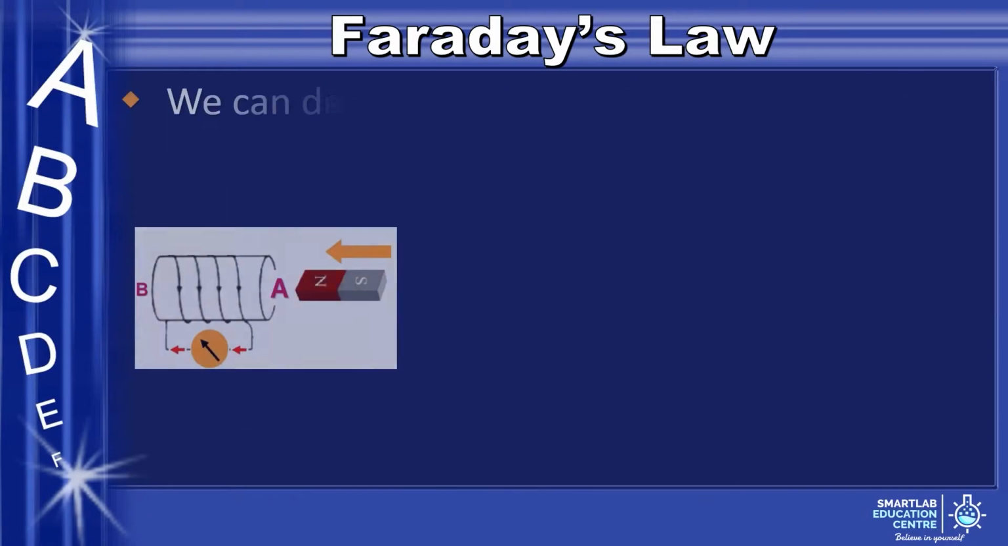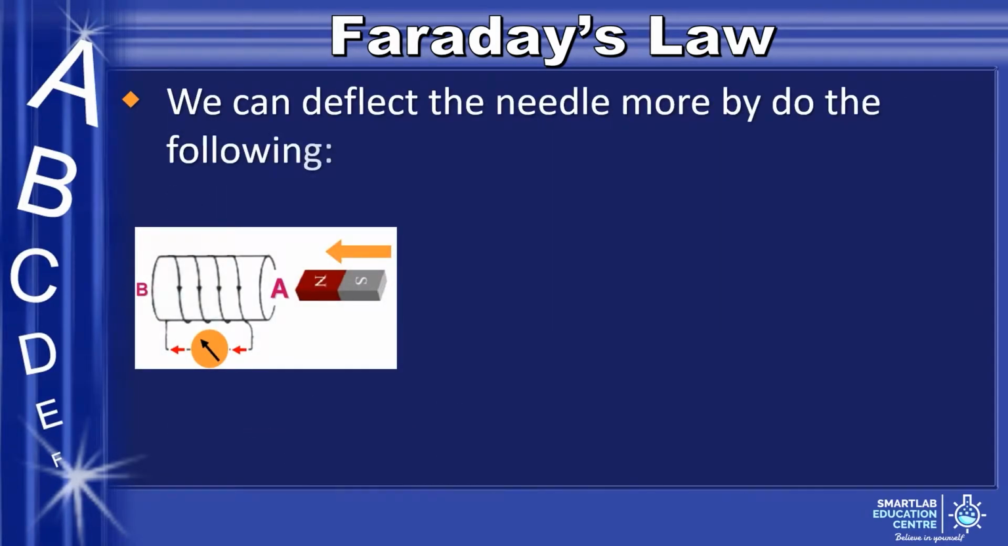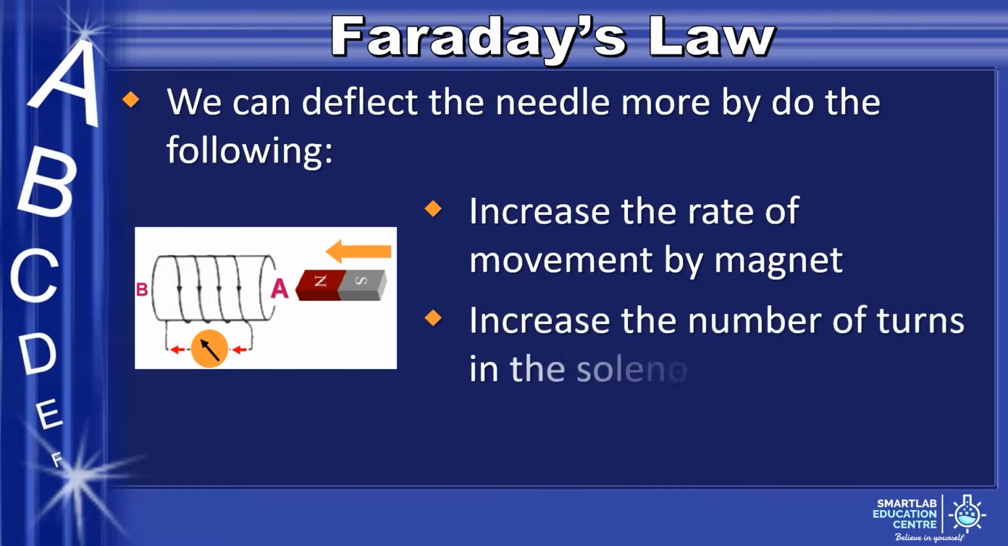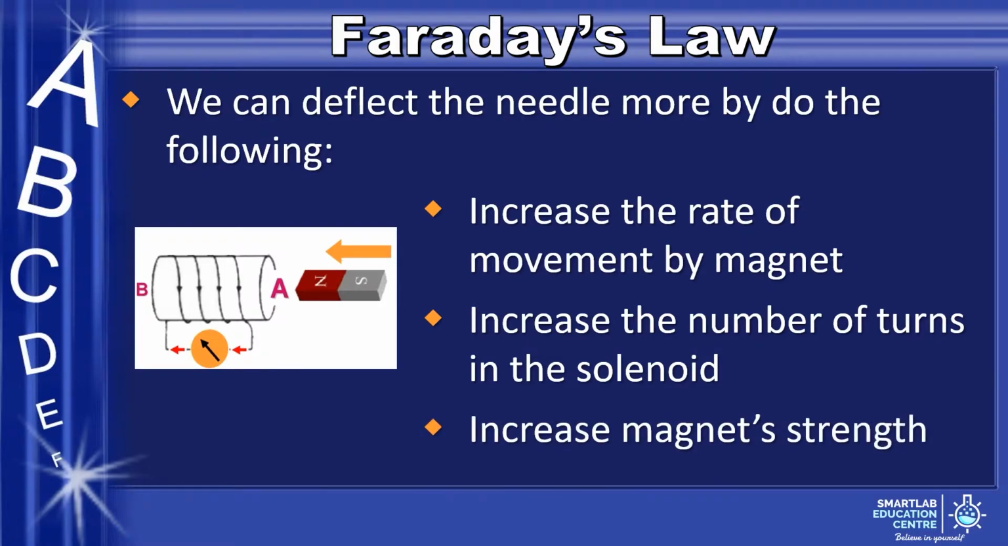We can deflect the needle even more. Increase the number of turns of the solenoid so that more coils can cut the magnetic field of the magnet. And increase the magnetic strength to increase the number of magnetic field lines.